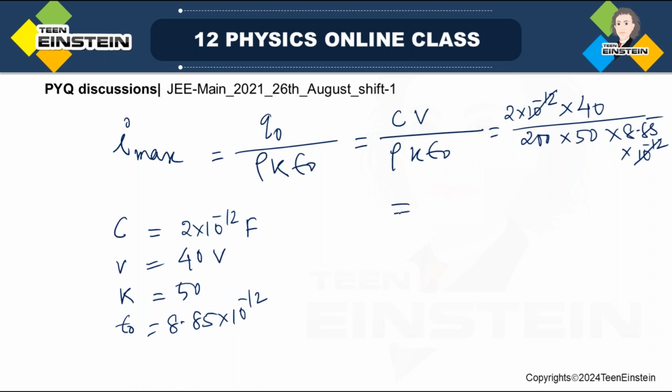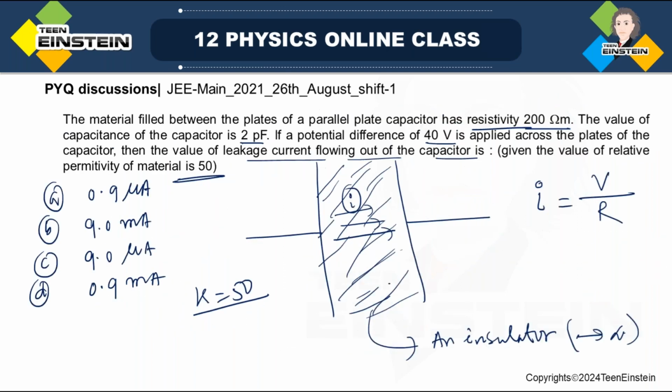And if you do further calculation, you will get I as 903 microampere, and in milliampere it will be 0.9 milliampere. So this is the answer for this question. Let us just see here. Look, this first option will be the correct answer for this question.